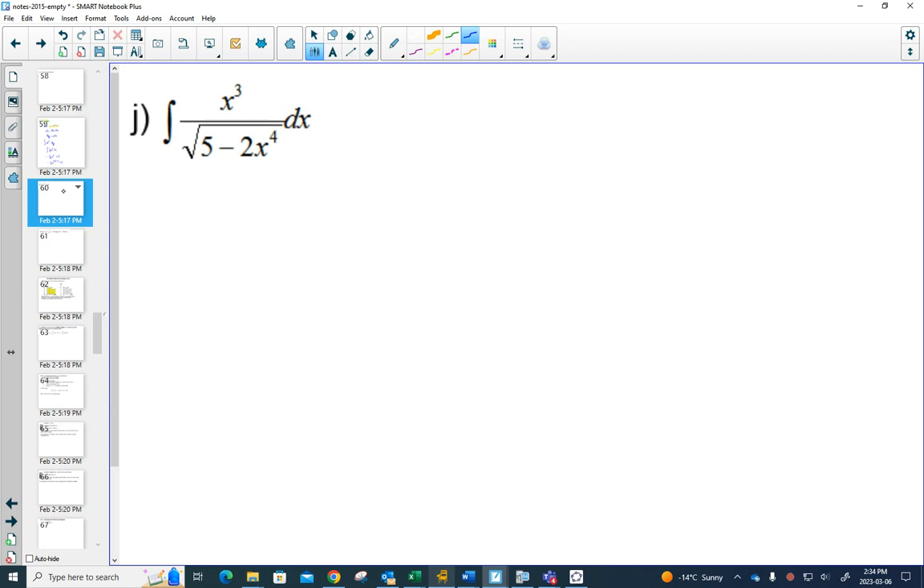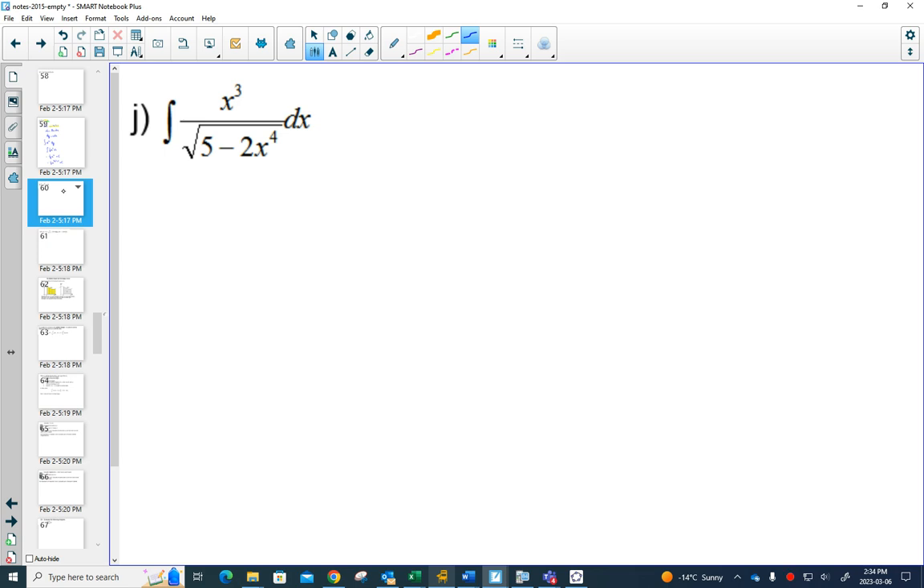Same thing in this one. Okay? I notice that a 5 minus 2x to the 4 is inside a square root. So I have an inside function. The derivative of that inside function would be some sort of x cubed graph. And I have an extra x cubed in this equation, even though the coefficient may not match.